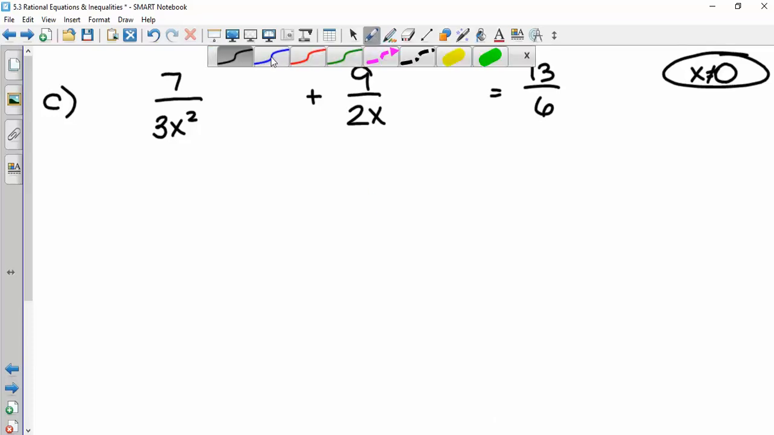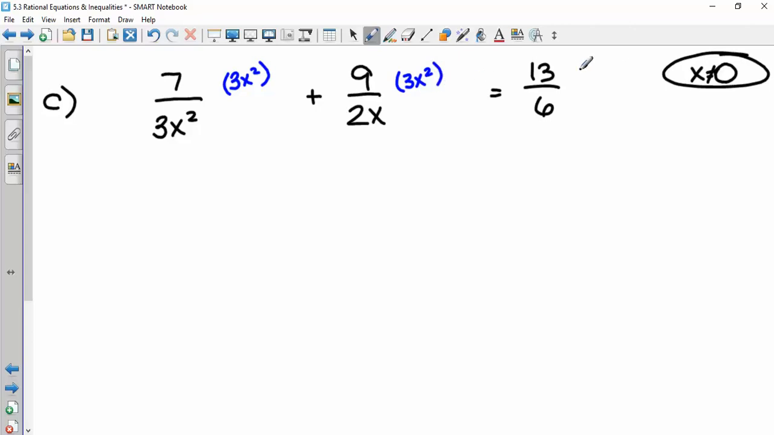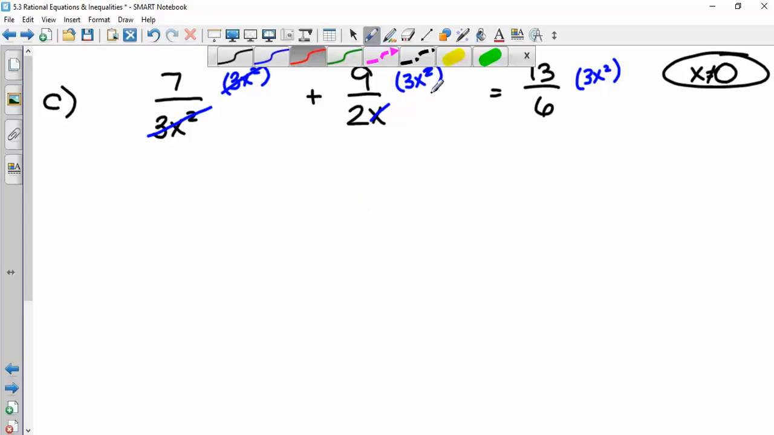Alright, to cancel this first denominator, what would we have to multiply by? 3x squared. Okay, so those cancel. In the second fraction, what would drop out there? One of those x's would cancel. So for the second fraction, what do we still have to multiply by? The 2. So then that part cancels.